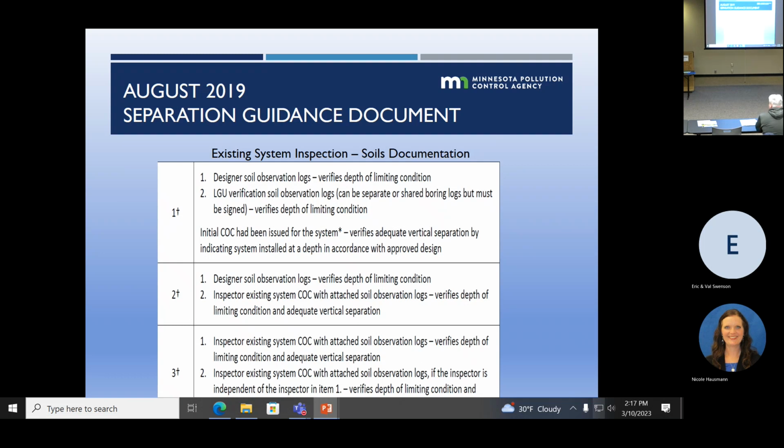Now, this document was created in August of 2019. It was sent out in a bulletin article. It was sent out in an email to every designer, inspector, and LGU that we had emails for, saying, hey, let's talk about soil. So we gave you all this, the MPCA did, I should say, and it explained all this stuff. But the reason why it existed is because people didn't maybe fully understand it before that. And so there's this little bit of a nuance in there that gives you a little bit of a discretional option with the county.